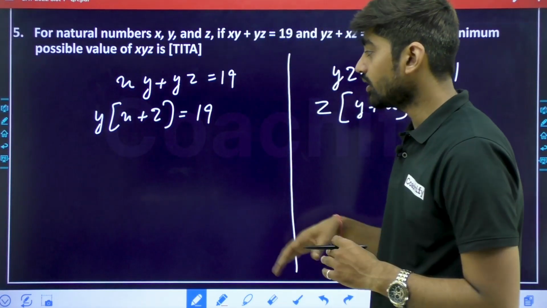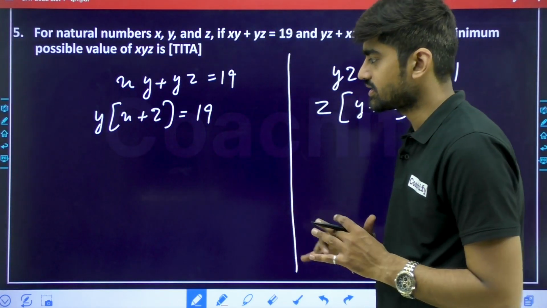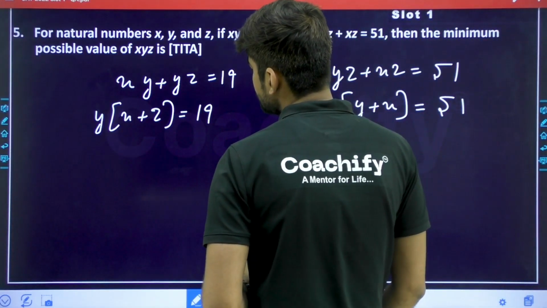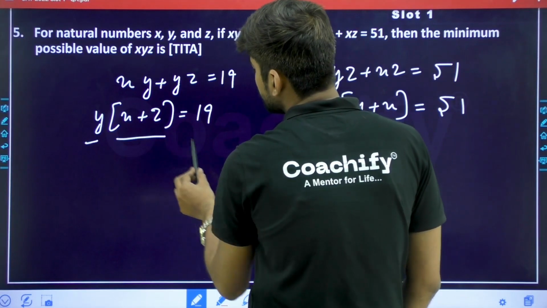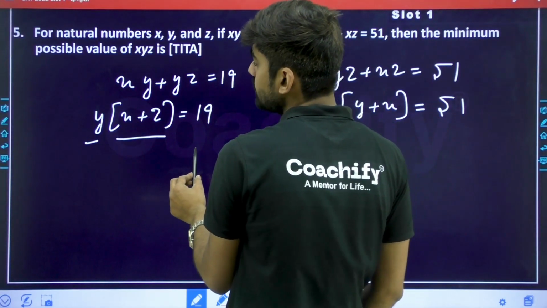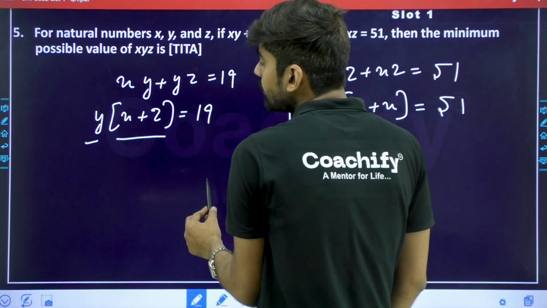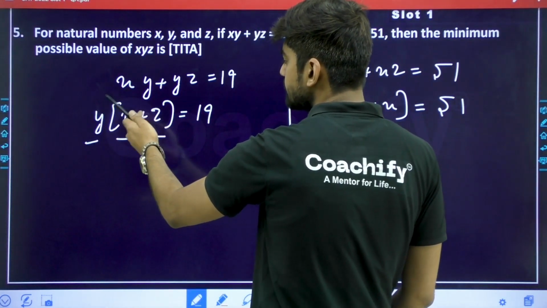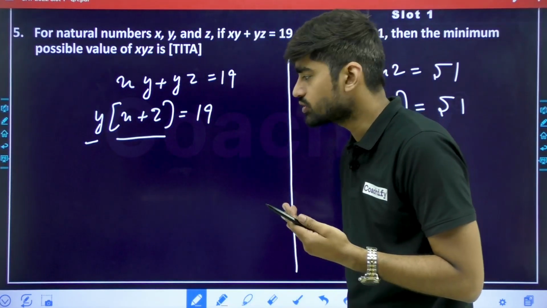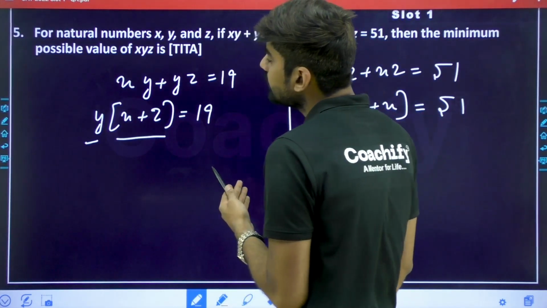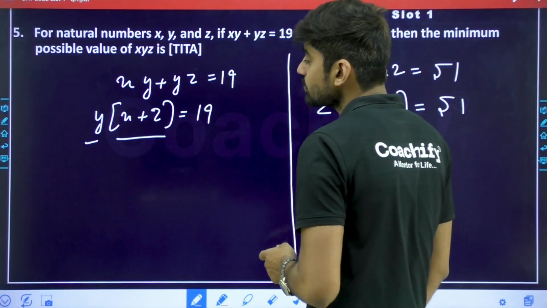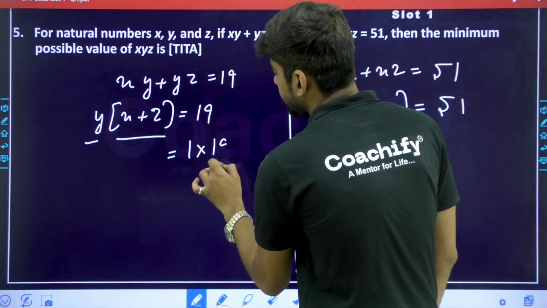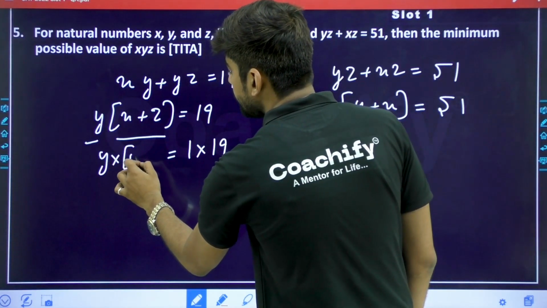That means there are going to be multiple cases again. So let's try and solve this. What we can do here is, since my RHS is a product of two natural numbers, y is a natural number. Since x and z are also natural numbers, their sum should also be a natural number. Since 19 is a prime number, what I can do at RHS is write this as 1 into 19.